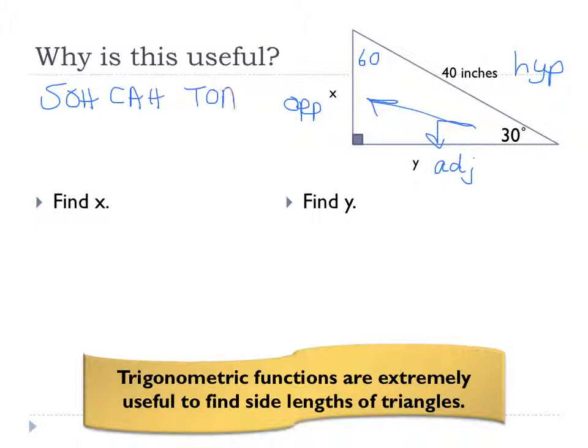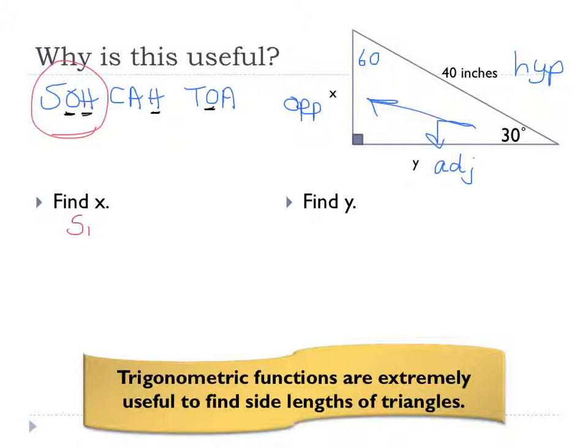And we want to know x. So we want to know the opposite. Here's where the opposite is located. Opposite is in the sine ratio as well as the tangent, and we know the hypotenuse. So this is what we know. Well, out of the three ratios, only the sine has all the information that we need. So we have only that to go on.